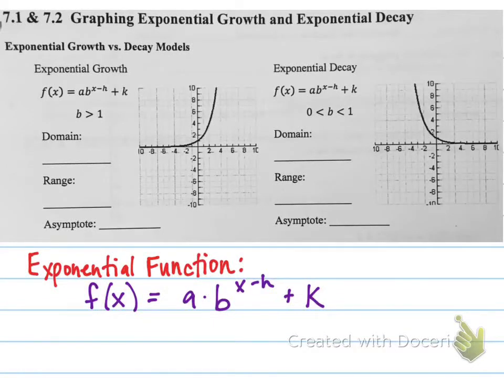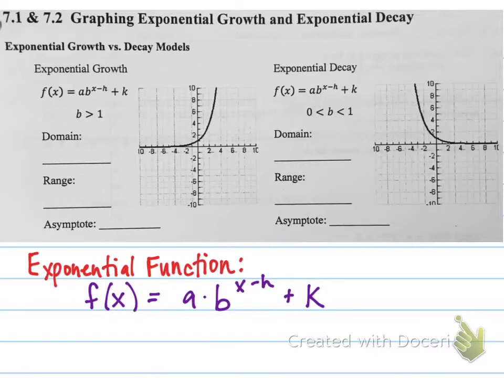So for 7.1 and 7.2, we're going to be graphing exponential growth and exponential decay functions. At the bottom, you'll see that I have written an exponential function. This is typically what you would see when you're graphing. You may not have an h or a k, but we're going to talk about what the transformations are when you're graphing these.